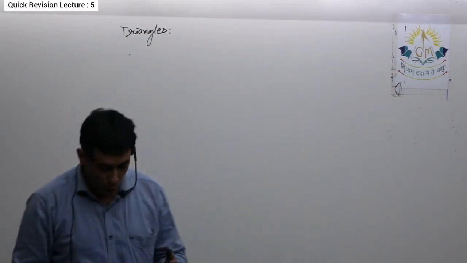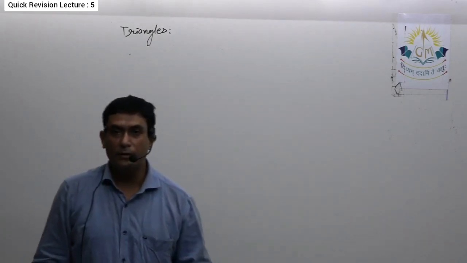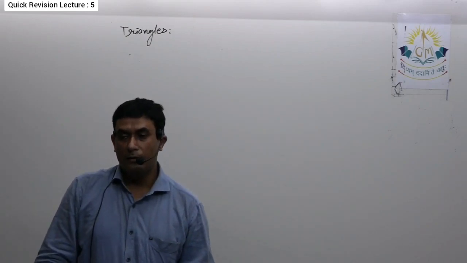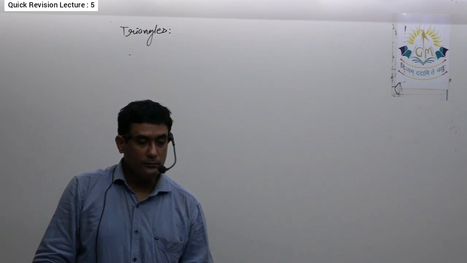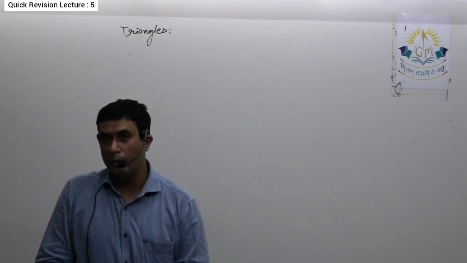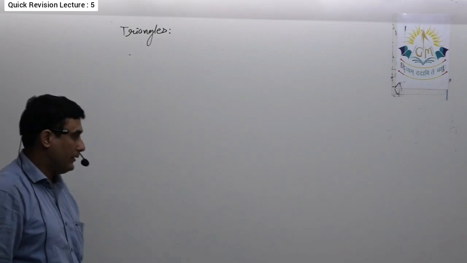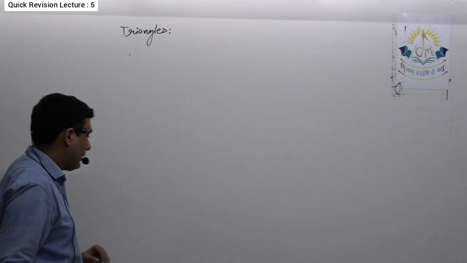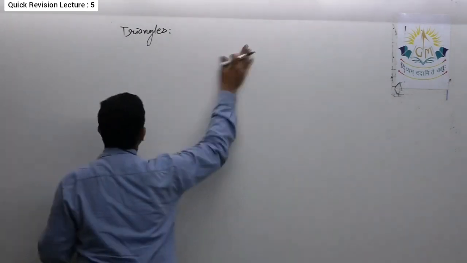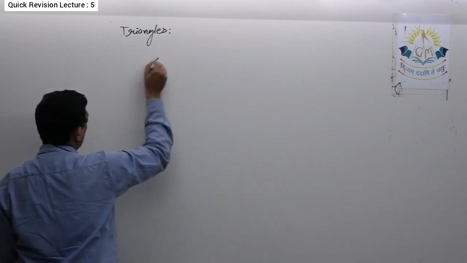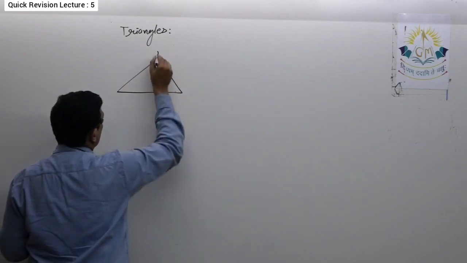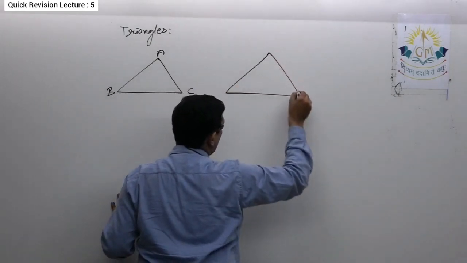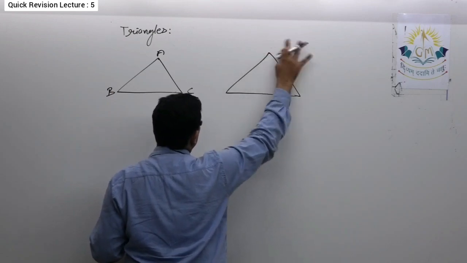Congruency means two figures which coincide with each other exactly, or we can say two plane figures which are equal in all manner. That means they must be equal in shape as well as in size. Then we'll say the figures are congruent. Here we have to work on congruency of triangles. Two triangles are said to be congruent if all their corresponding parts are equal.